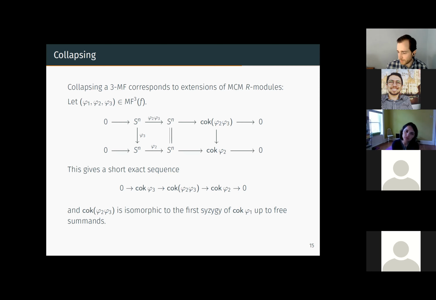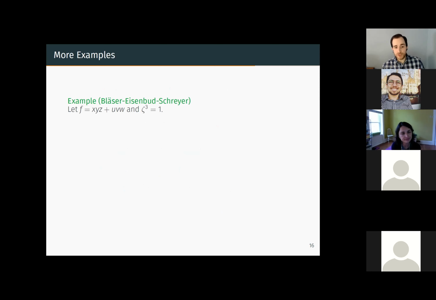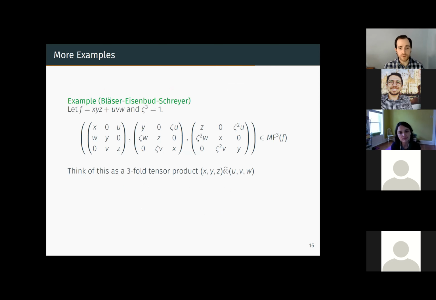Okay, how am I doing on time? Yes. So let me zoom through a couple examples because I don't want to go too long, but a really cool construction due to Blazer, Eisenbud, and Schreier will give default factorizations of homogeneous polynomials of degree D. So this example I've written down is a homogeneous polynomial of degree 3, xyz plus uvw. Sorry, let me slow it down a tiny bit. So we have this polynomial, it's homogeneous of degree 3, and it's going to be irreducible.